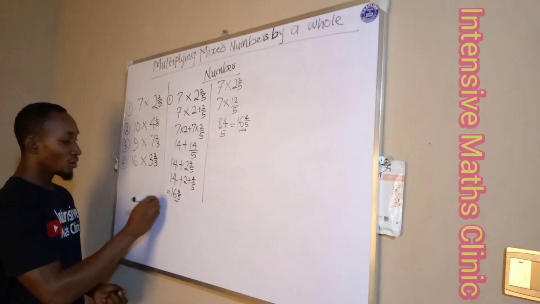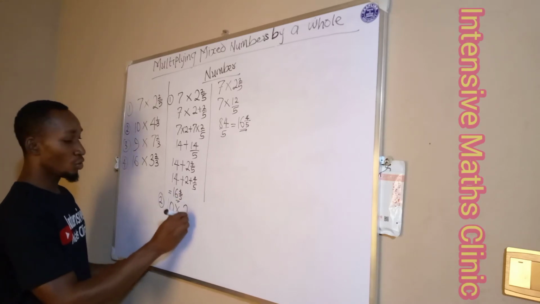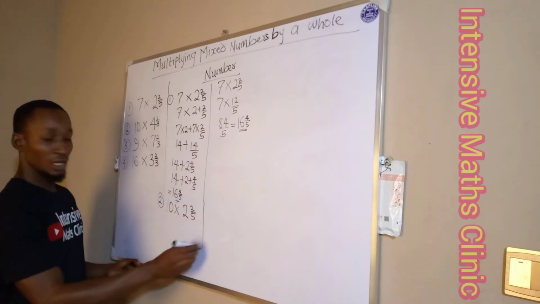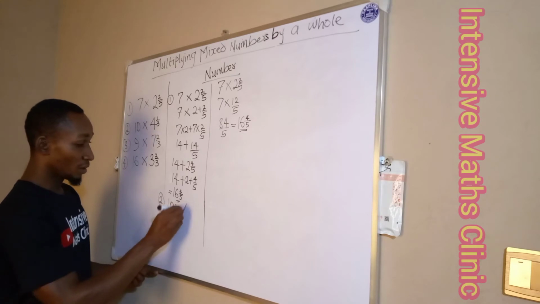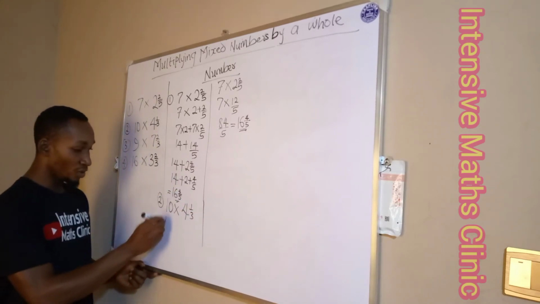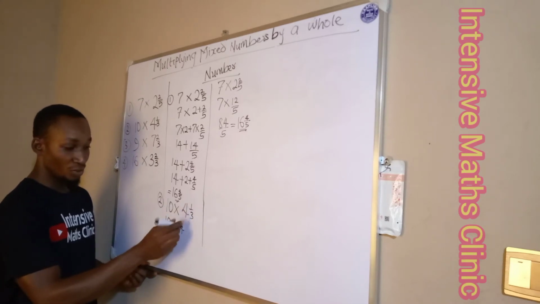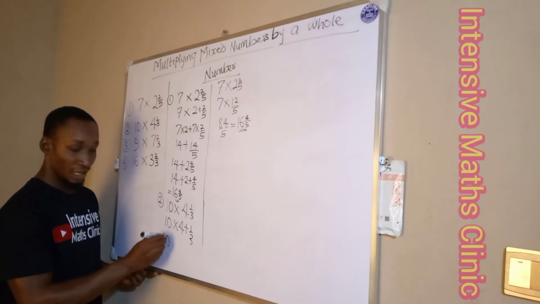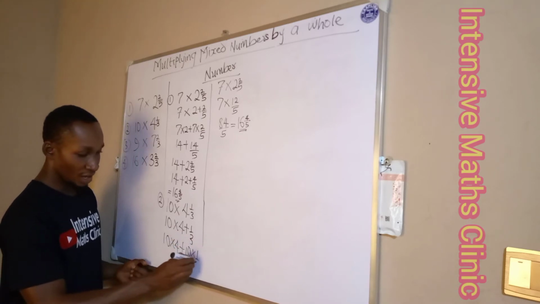So let's solve the second question. Number 2 is 10 multiplied by 4 whole number 1 over 3. We do just like what we've done before. 10 multiplied by 4 whole number, and the mixed number is split into 4 plus 1 over 3. So it means 10 times 4 plus 10 times 1 over 3.